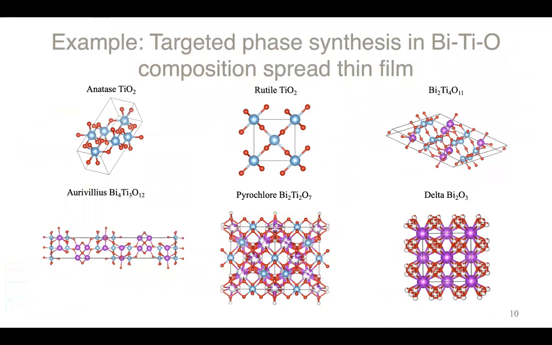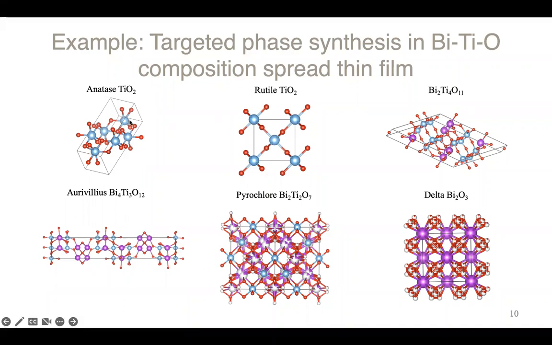So it's a targeted phase synthesis in the bismuth titanate system, and it is also a composition spread thin film. So we start with the titanium rich and go all the way to the bismuth rich, so basically pure bismuth oxide to titanium oxide. There are some phases that we're particularly interested in and want to see where they will show up.